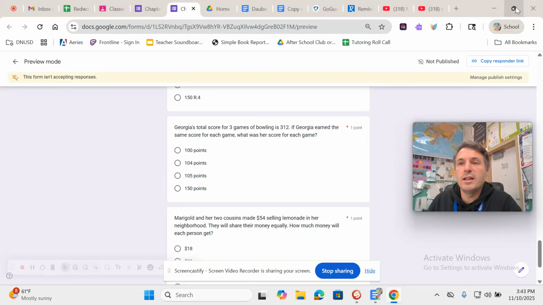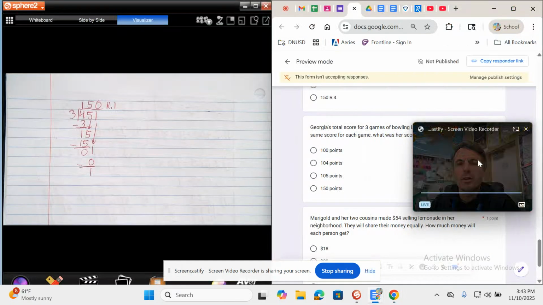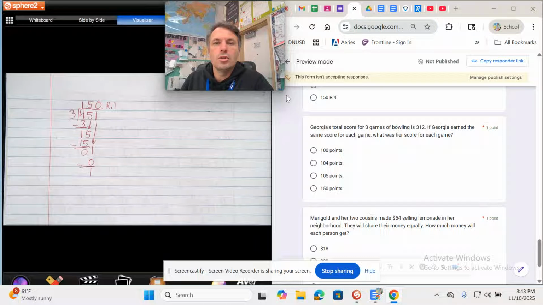Let's talk about what should be highlighted in this word problem. It says Georgia's total score for 3 games of bowling is 312. If Georgia earned the same score for each game, what was her score for each game? So you should highlight 3 games, and you should highlight 312. And then you should highlight what was her score for each game. Those are the important parts of this word problem. Also, another important part might be same score for each game, because that lets you know that you're separating it into equal parts.